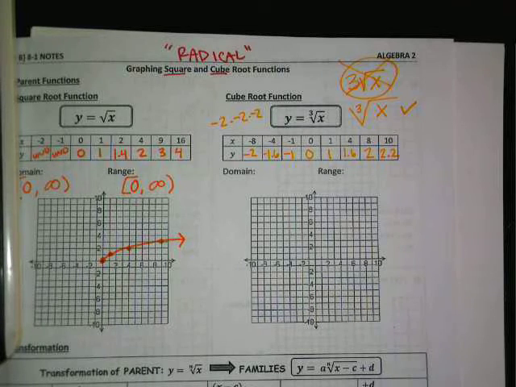All right, so notice on your table, if you're taking a cube root of a negative number, your answer is going to be negative. If you take a cube root of a positive number, your answer is going to be positive. So the signs match up. Does that make sense? So it makes it nice and easy.